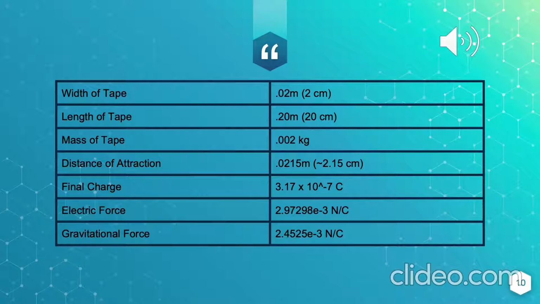As you can see, we have some of the aforementioned values, also known as the initial conditions. We are also able to find that the final charge is 3.17 times 10 to the negative 7 coulombs, the electric force was roughly 2.97 times 10 to the negative 3 Newton coulombs, and the gravitational force was 2.45 times 10 to the negative 3 Newton coulombs.